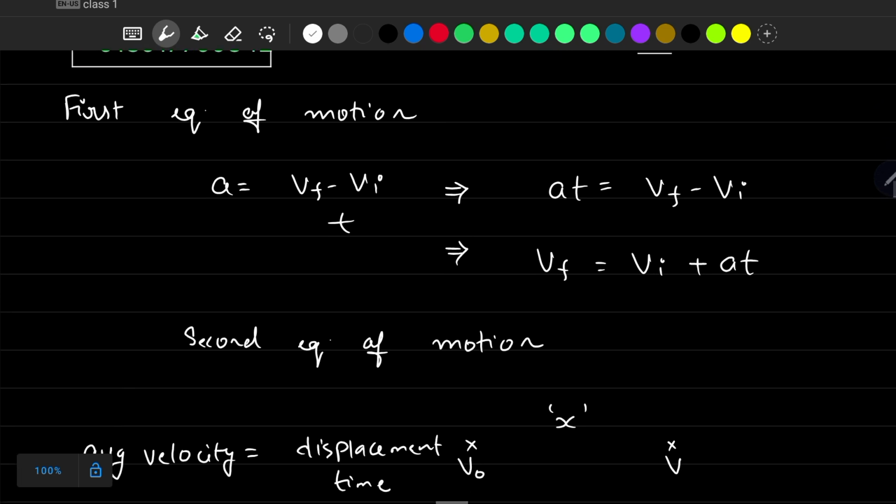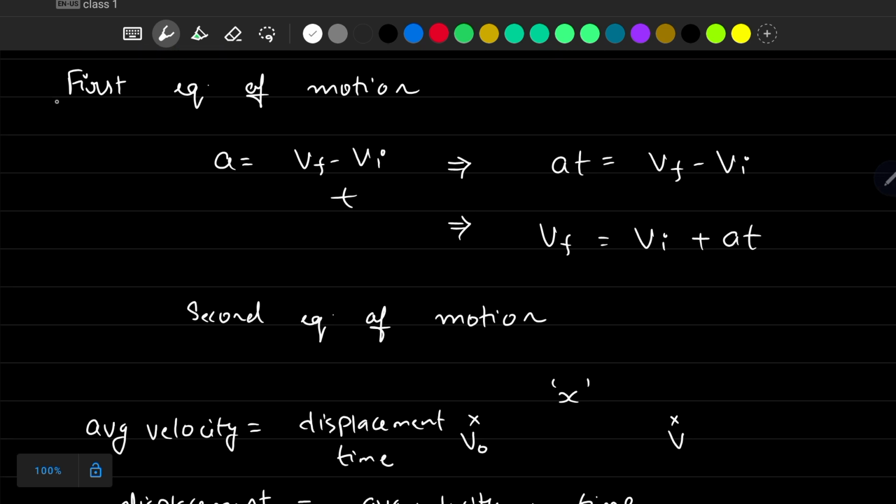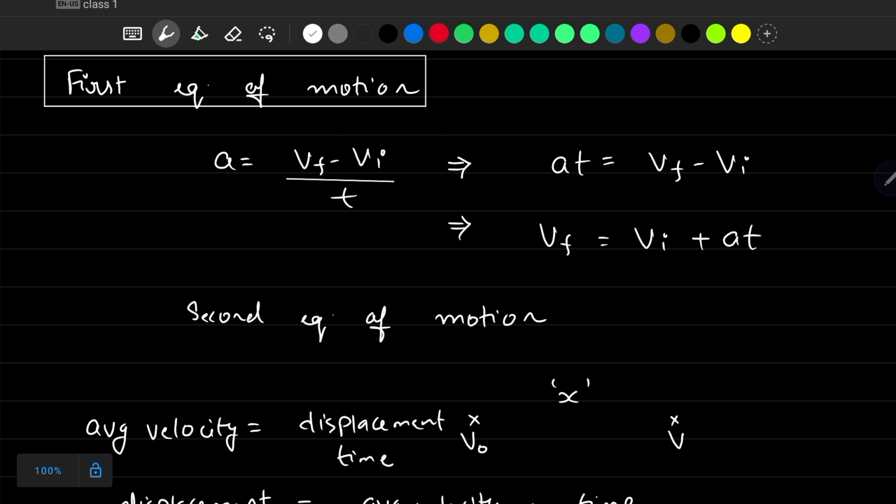Now we will derive our first equation of motion. The first equation of motion is the relation between acceleration, velocity and time. We know that acceleration is nothing but rate of change of velocity. If you remember, the formula of acceleration was delta v by t. So acceleration is nothing but v final minus v initial upon time.